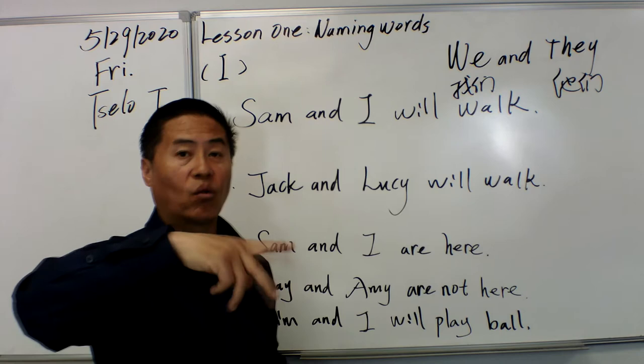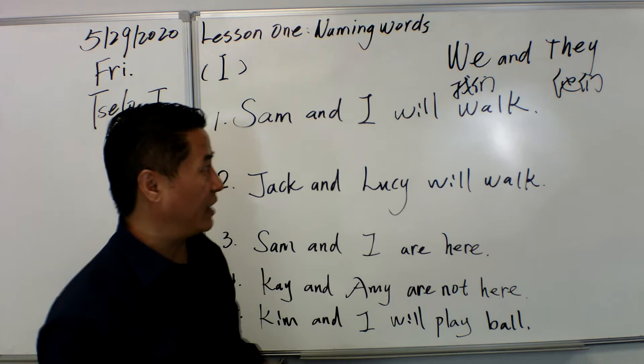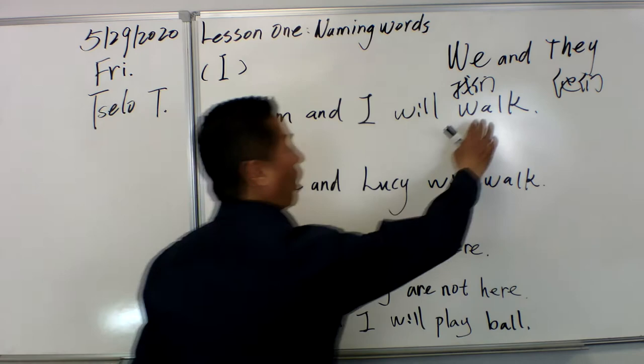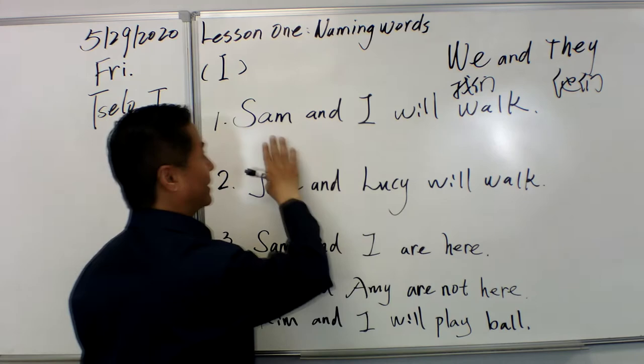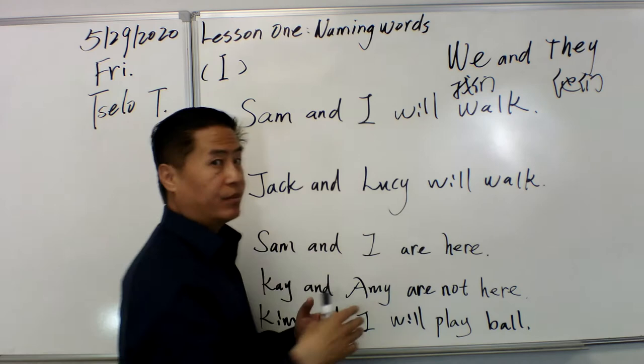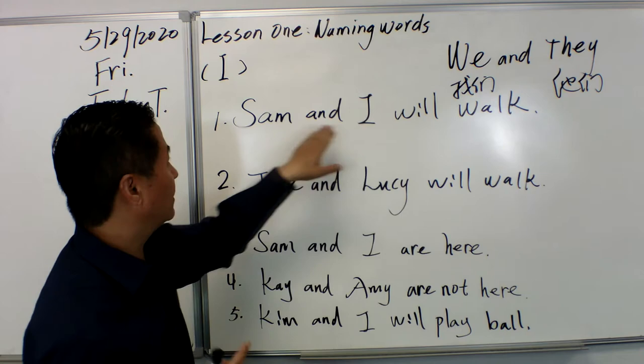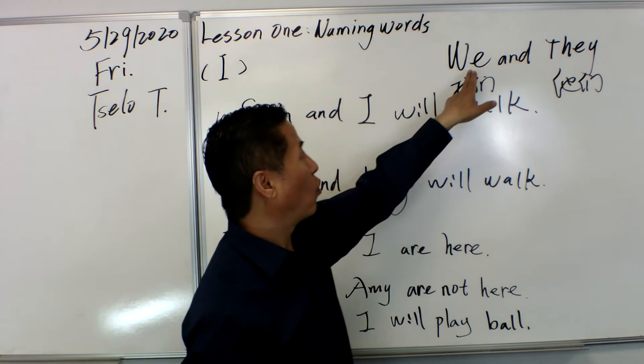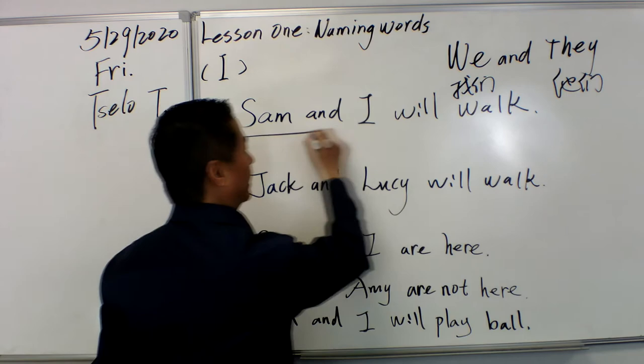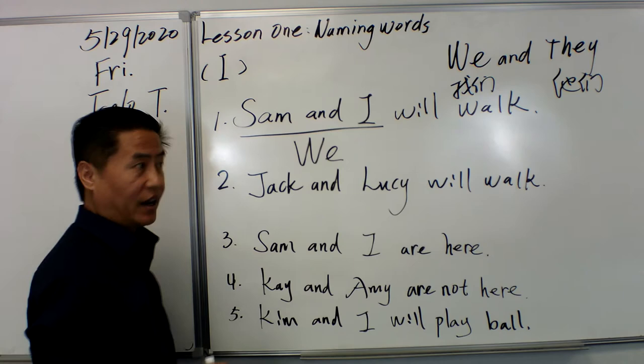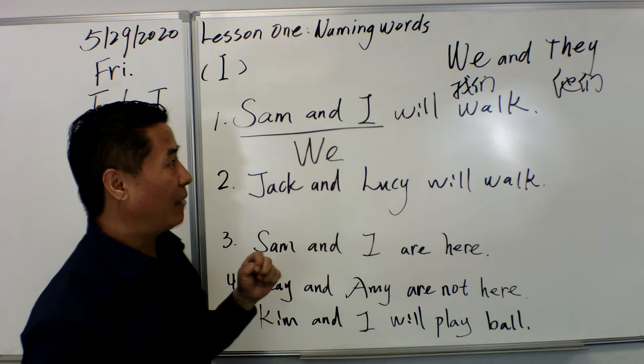Not run, not driving, but walk. For example, I walk in a park. Walk 就是走路的意思。那 Sam and I will walk. Sam 和我将要走路，就说 Sam 和我将要散步，有这个意思。那你看这个地方有 I，Sam 在这个地方，有几个人？两个人，对不对？两个人的话，那你就可以用 we. So instead of saying Sam and I, you can say we. We will walk. Of course, you can say Sam and I will walk. Instead of these two, you can say we will walk.